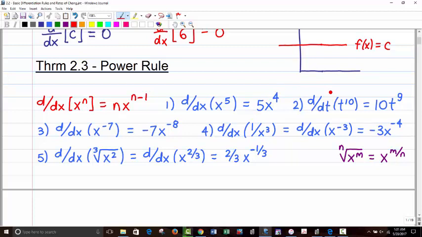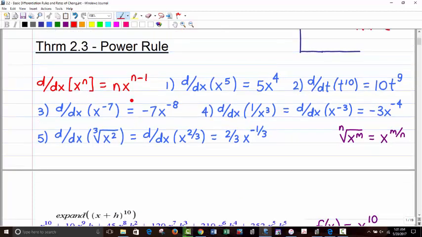Now, everything's not always x, so look at this notation, but notice how the variables match here. That's very important. So d dt of t to the 10th power. You still apply the power rule here, but since the variable's t, we had to take the derivative with respect to t. So you bring down the 10, subtract 1 from the exponent, you get 10t to the 9th. And x to the negative 7, you bring down the negative 7, subtract 1, it's not negative 6. Negative 7 minus 1 is negative 8. I see people make that mistake quite often.